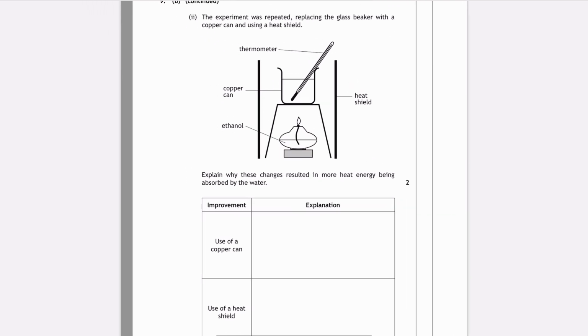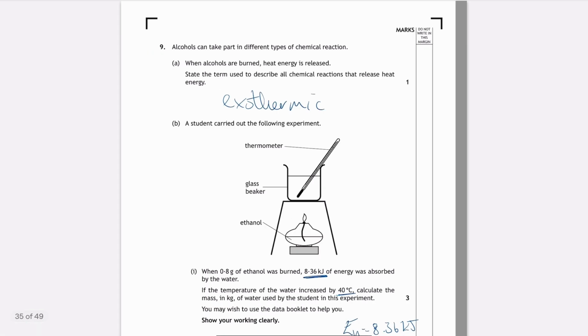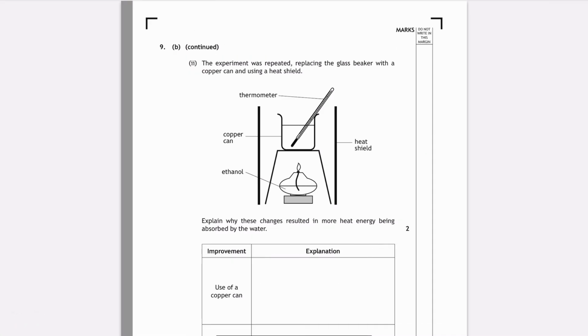Then these questions about this experiment are quite common. The reasons for the improvement. So if you use a copper can, that is a better conductor of heat than glass is, because it was a glass beaker that you used before. So you just need to say better conductor. Copper is a better conductor of heat, sorry. Would be better to be more explicit.